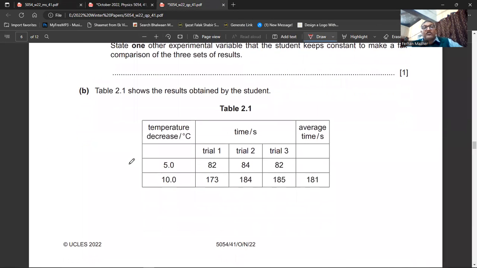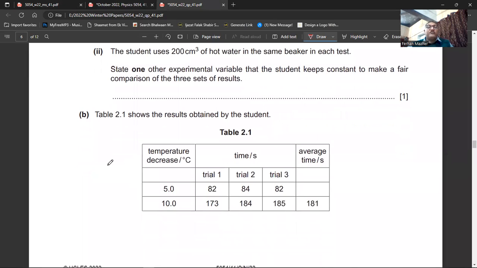Okay, the B part, question number 2. It says Table 2.1 shows the results obtained by the student. For 5 degrees, 82 seconds, 84 seconds, 83 seconds are taken. For 10 degrees, 173 seconds, 184 seconds, 185 seconds, and the average is 181.